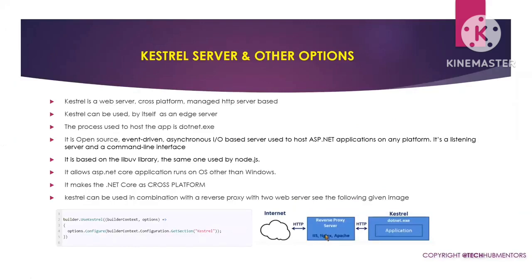Now moving to our next topic, that is Kestrel server and some other options. ASP.NET Core provides basically three options: IIS server, web listeners, and the Kestrel server, that we can use as an internal server and an external server. So what basically Kestrel server is, that is provided by .NET Core. Kestrel server is a web server.